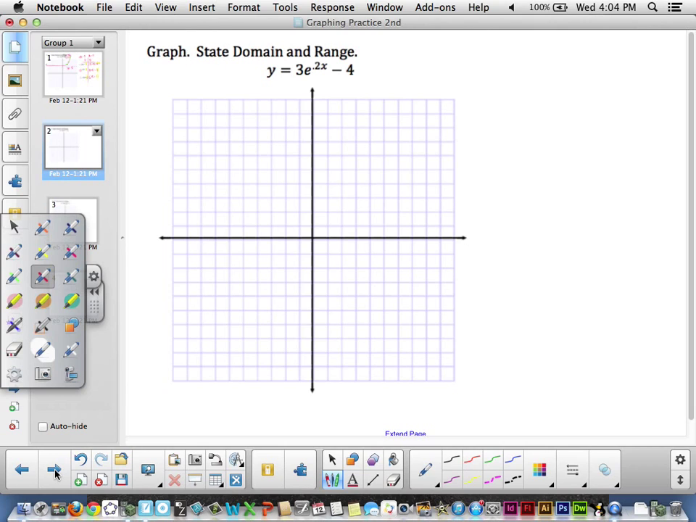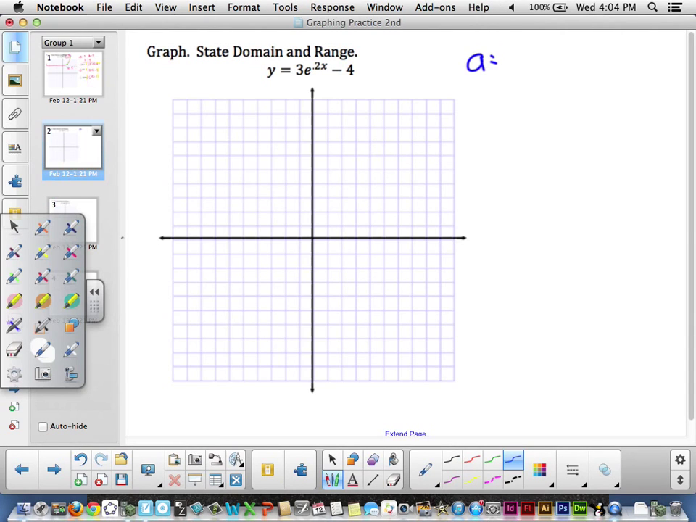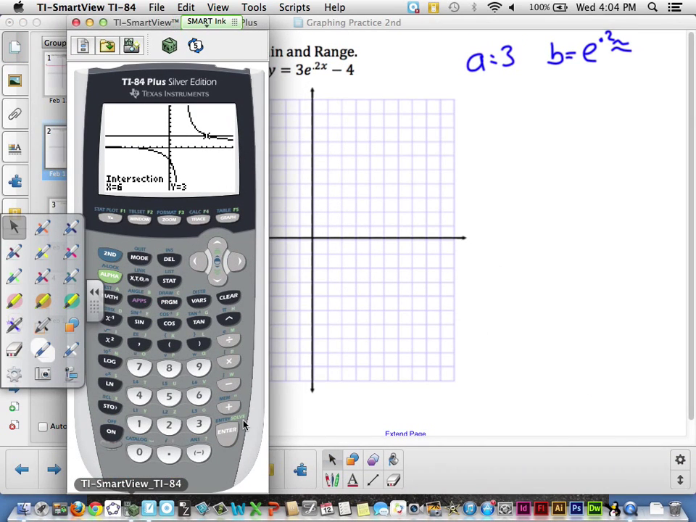Right? Our next one. Identify our A and our B. Our A is 3. Our B, in this case, is e to the point 2, which is approximately 1.22.